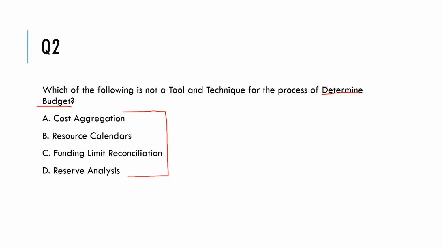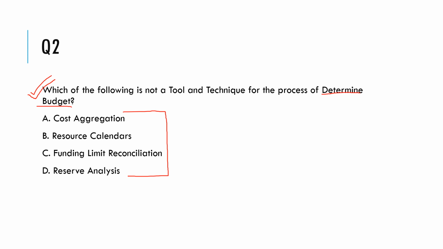Now, over here at pmclounge.com, we always tell you that learning the ITTOs, the inputs, tools and techniques and outputs, is not required to clear the PMP exam. And you may wonder, this question, question 2, is a simple straightaway question if you know the ITTO. But then of course, you will find certain questions in the PMP exam that will be this straightforward, wherein if you knew the ITTO, you would be able to answer.